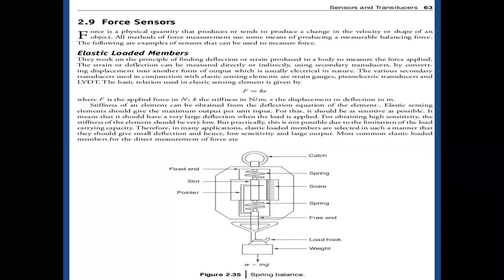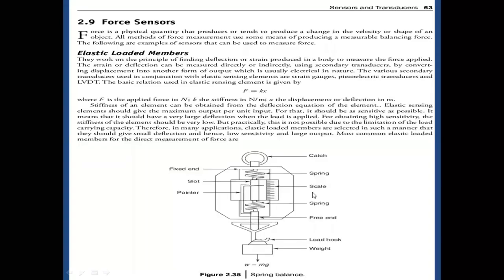As you know, F is directly proportional to K into X. K is some constant, maybe stiffness or an elastic constant. X is the displacement. So the force is directly proportional to X, the displacement. We adapt some constant here in order to balance the equilibrium. They work on the principle of finding the deflection or strain produced in the body to measure the force applied.